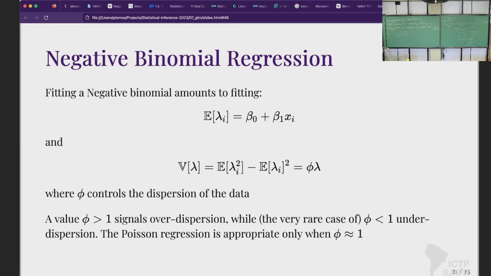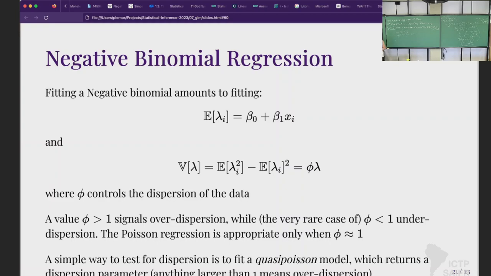And one way to investigate that in your data, in case you're wondering, does my data have over or under dispersion, is to run a quasi-Poisson model. This model will return a dispersion parameter, and then you can see whether or not you need to think about alternatives for modeling your data.